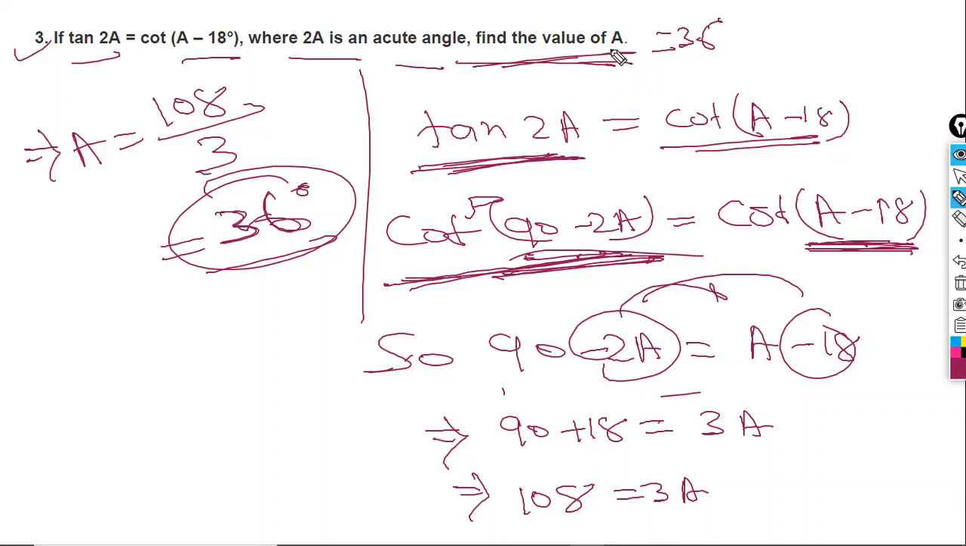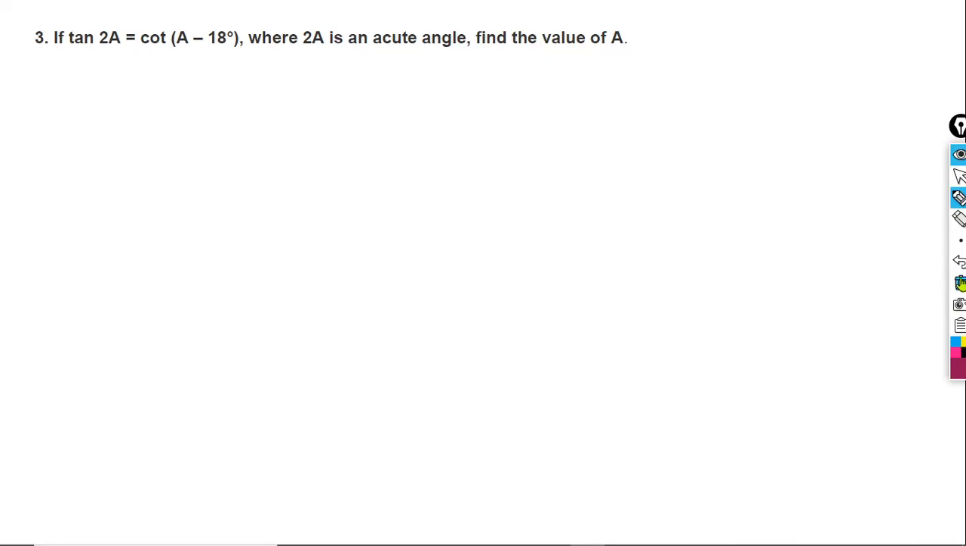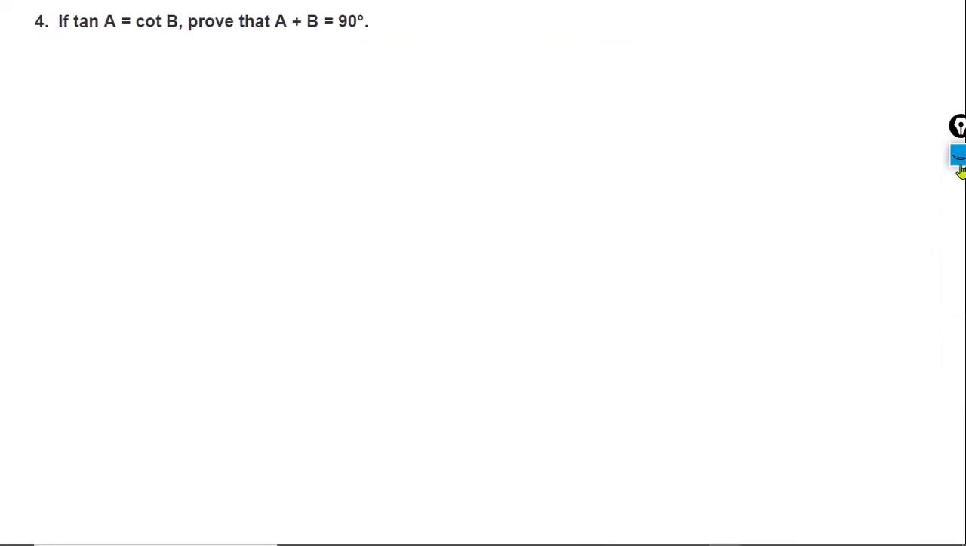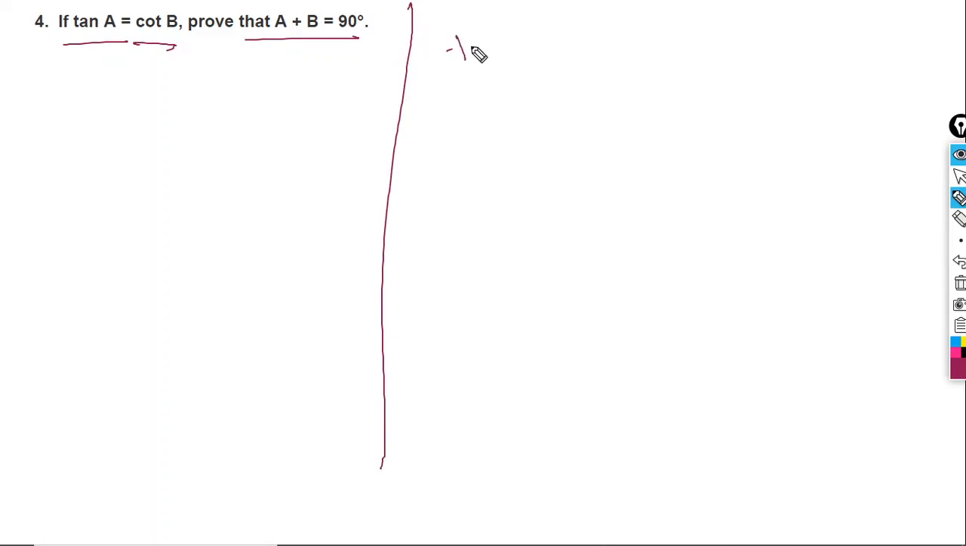Now we will move to question number 4. Let's read it. Tan a equals cot b. Prove that a plus b equals 90. Very simple, very easy and very short question it is. We'll write it, tan a equals cot b. Okay, what is tan a? I'm writing it for rough.